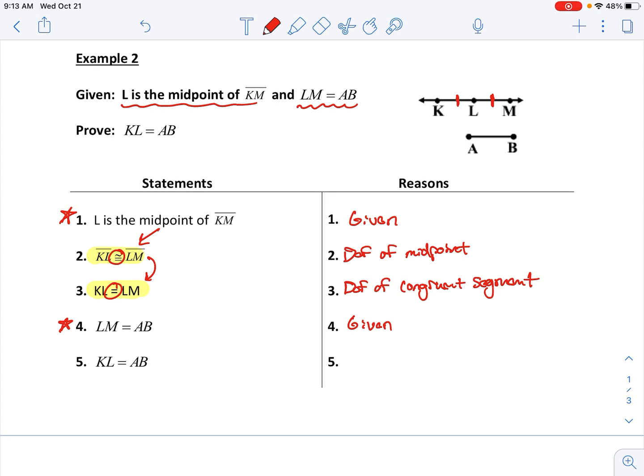And then the next one's our given statement. And then finally, I say KL is equal to AB because I took AB and I put it into the spot for LM, which also goes right here. So we're saying substitution. Because I know that KL is equal to LM, and I know that LM is equal to AB, then I can say KL is equal to AB. Substitution, or someone might come in here and say transitive property as well. So I'm going to put transitive property as well. Either one would work. Okay, so there's example 2.